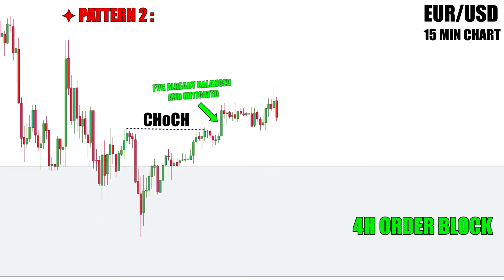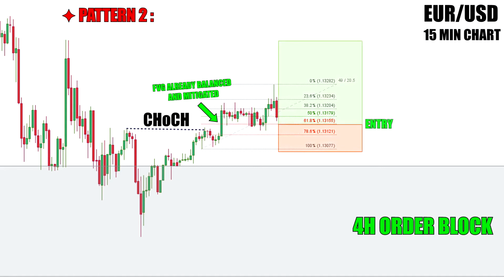Now, the second pattern we trade happens when there's a change of character, but we don't see any inefficiency or gaps between the candles. In this case, we use retracement levels to find our entry. We place the retracement tool from the start of the change of character move to the end, and then look to enter a buy position between the 0.61 and 0.78 Fibonacci retracement levels. We set the stop loss a few pips below the swing low, and our target is typically the next level of structure ahead of price.